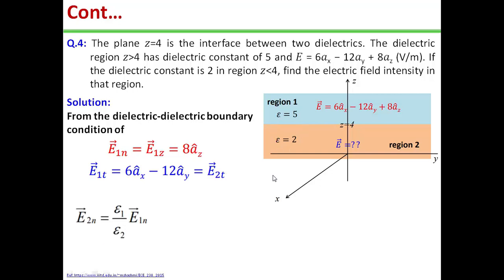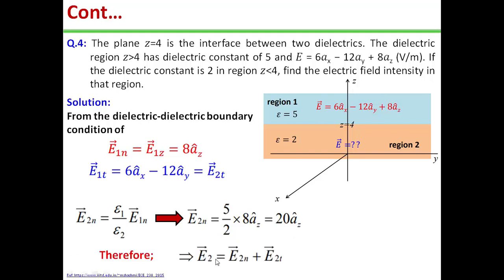So we know that the normal component of electric flux density is continuous. So in terms of electric field, E2n is equal to epsilon 1 divided by epsilon 2 times E1n. We know the values of epsilon 1 and epsilon 2, and E1n we know from the field equation. So we can calculate E2n as 20az.